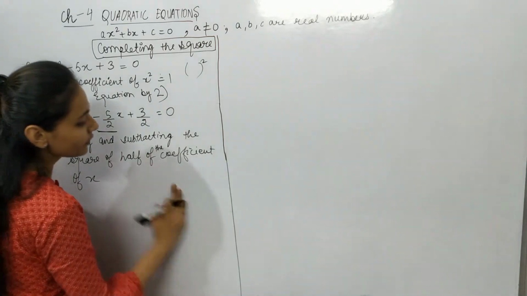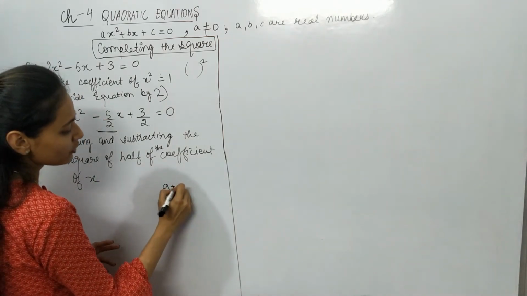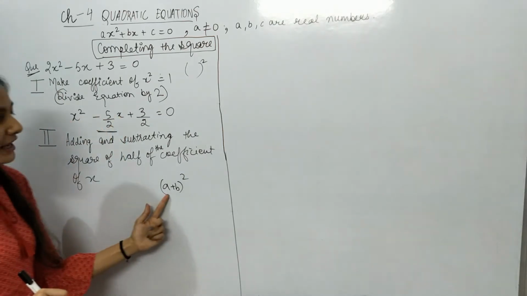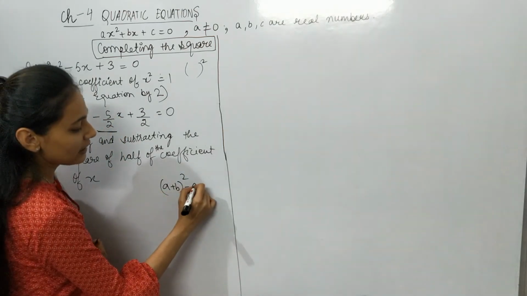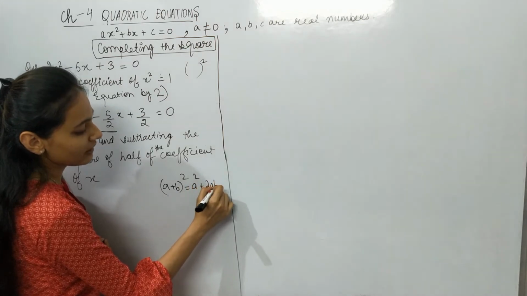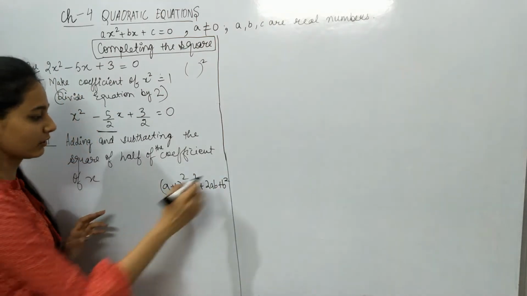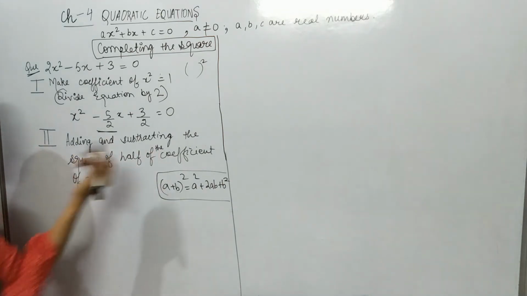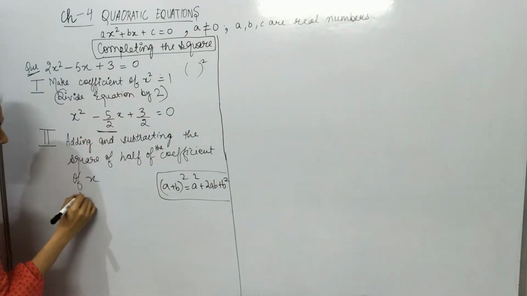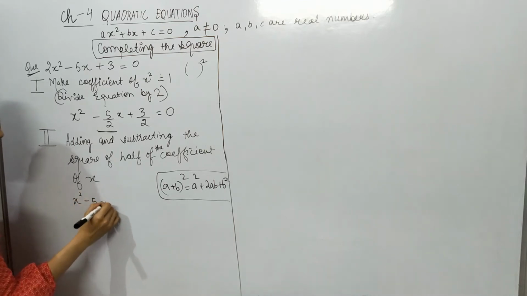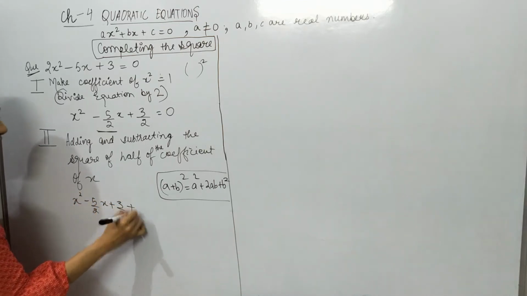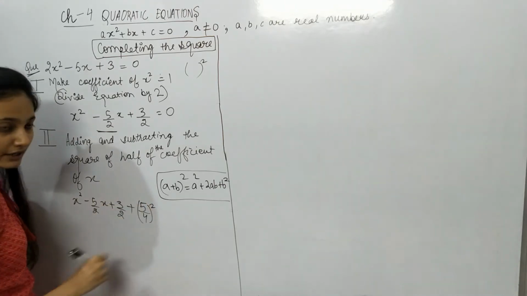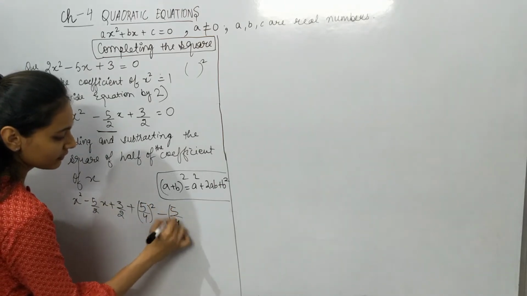Why do we have to do this? We have to do this to make the formula a plus b whole square. On this side we will make a plus b whole square, likewise a square plus 2ab plus b square. We will make this formula. So we have to add and subtract the square of half of it. So in x square minus 5/2 x plus 3/2, we have to add half of this. Half of this is 5/4. Its square we have to add, and we have to subtract this.